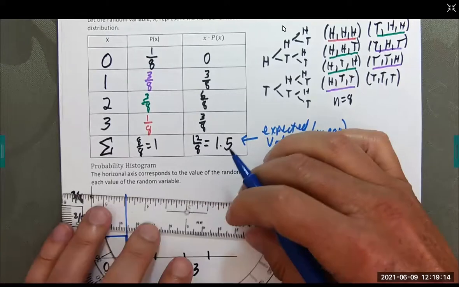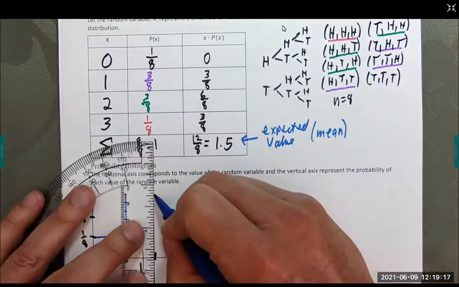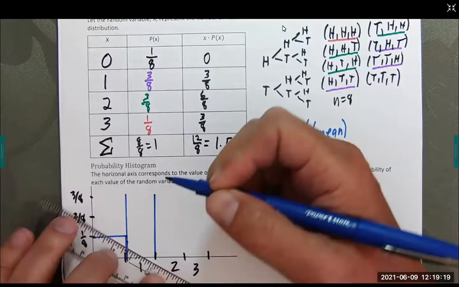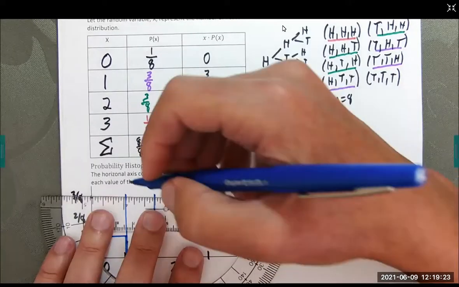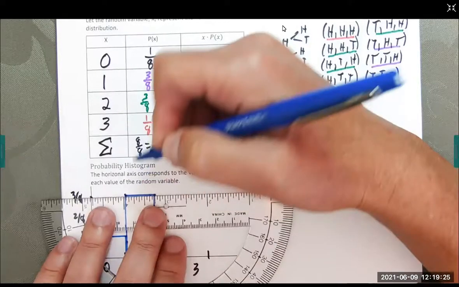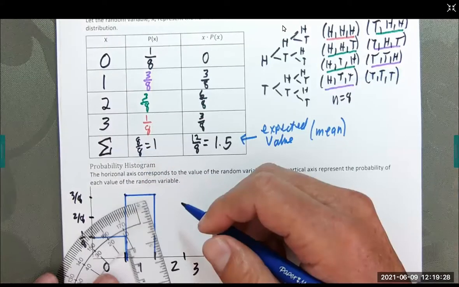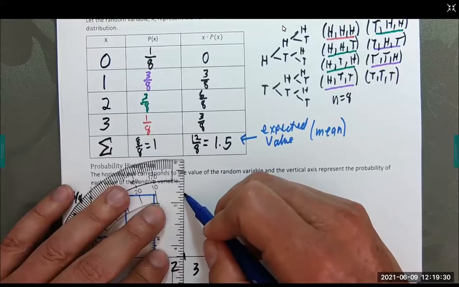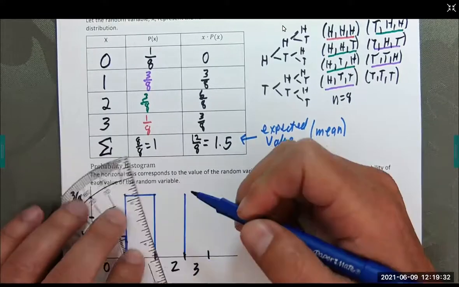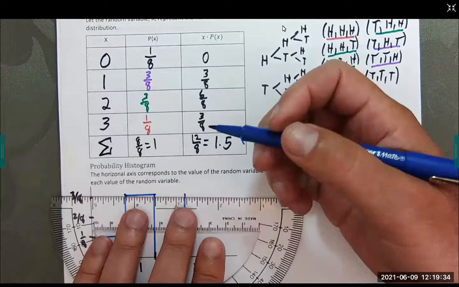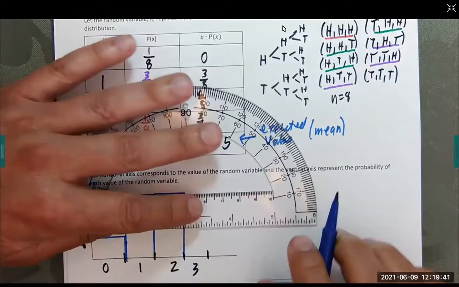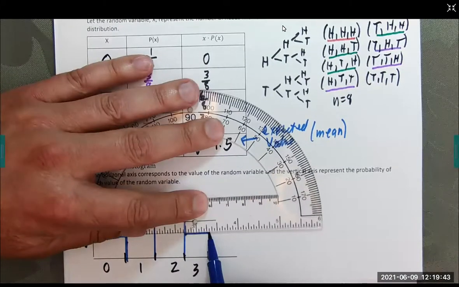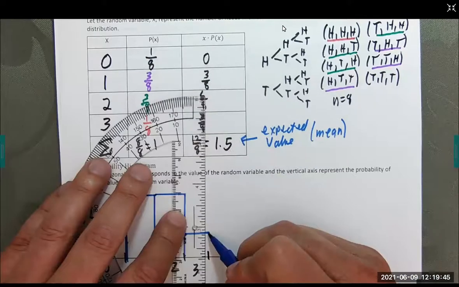Let's try that. This one's also 3/8. And lastly, we are down to 1/8 again. There is our histogram.